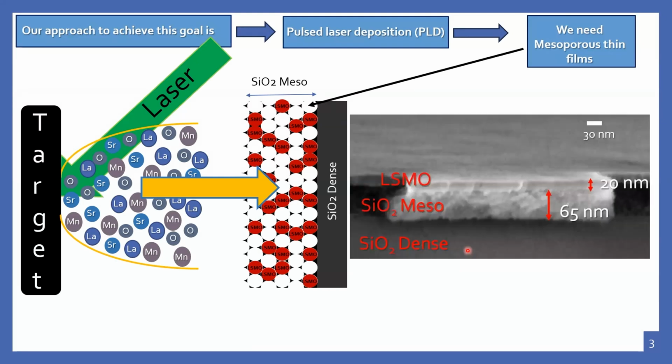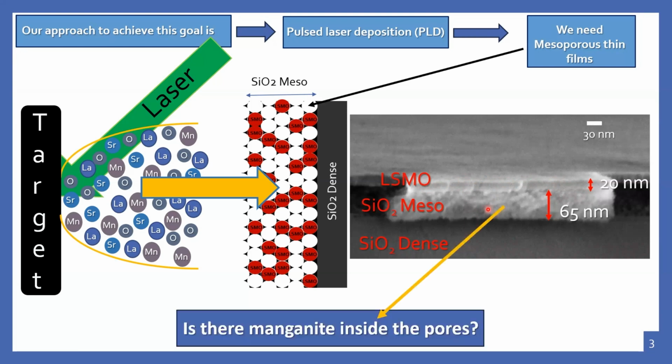As a thin layer, it's easy to observe. As an example, in this same image, you can see the LSMO layer. But what is happening inside the pores is the difficult question. So the question in this talk that we want to answer is: is there manganite inside the pores?